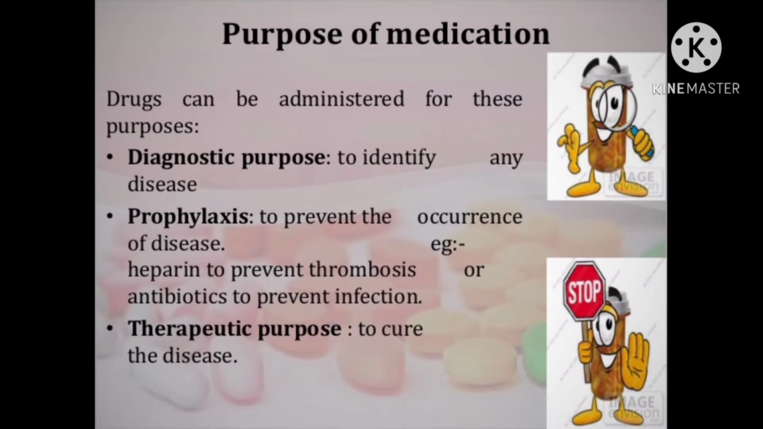Now we will see the purposes of medication. Drugs can be administered for different purposes. First, diagnostic purpose, to identify any disease. Second, prophylaxis purpose, to prevent the occurrence of disease. For example, heparin to prevent thrombosis or antibiotic to prevent infection. Then, therapeutic purpose, to cure the disease.